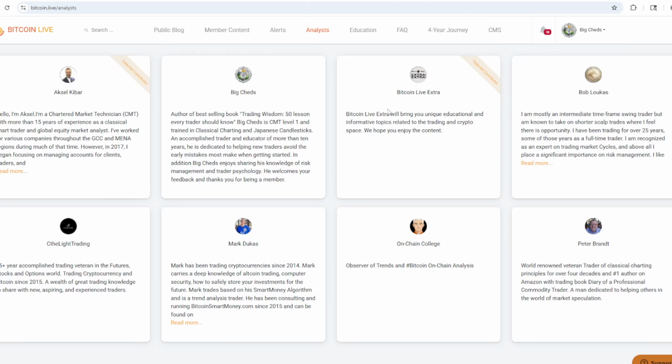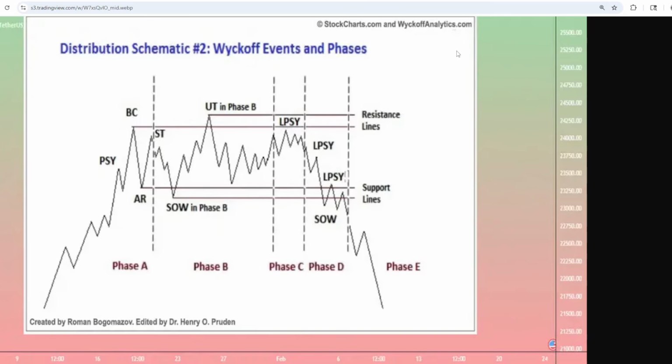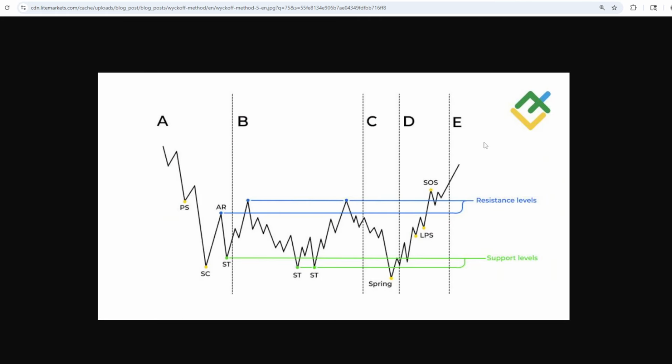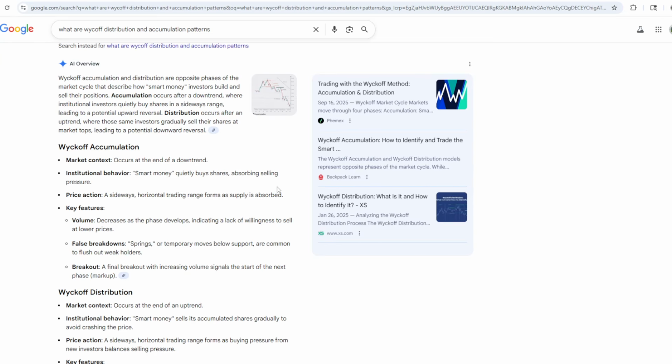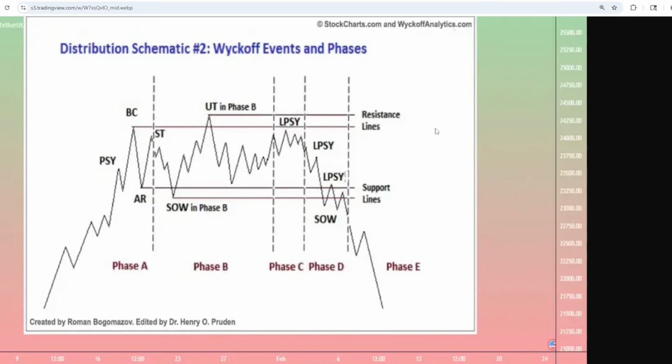For today's lesson, we're going to talk about the Wyckoff accumulation and distribution patterns. You see them here. Here's the accumulation. Here's the distribution pattern. Here's just a quick AI overview. You can pause and read this on your own time. Of course, we'll start out with the distribution, but essentially the concept was developed by a gentleman named Richard Wyckoff in the 20th century.